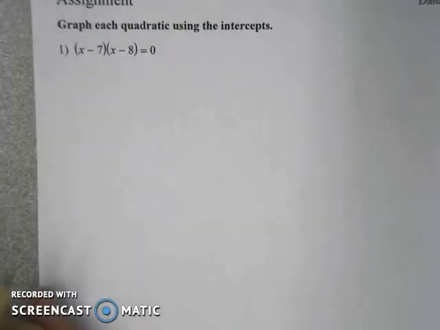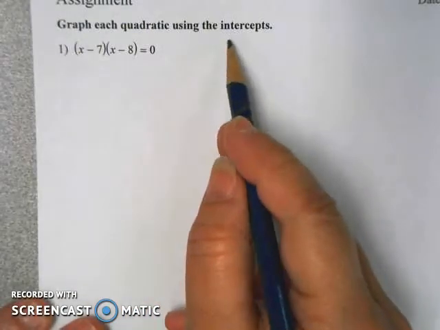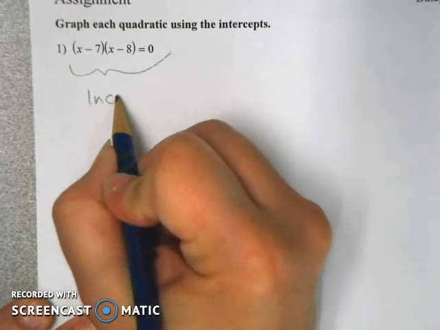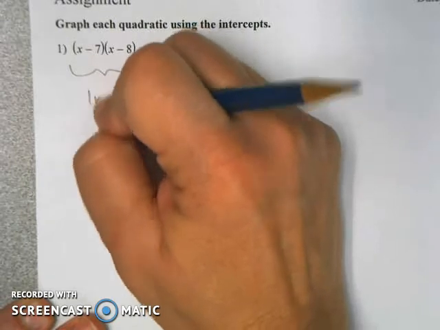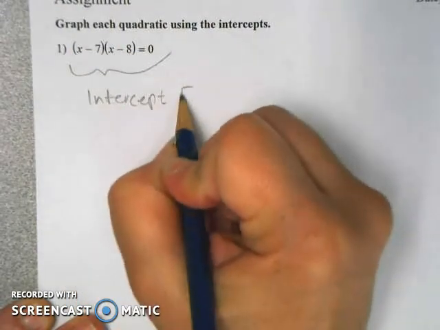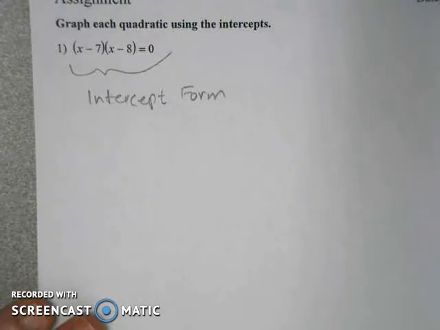Hi everybody, we're going to continue our work with graphing quadratics, and we're going to work with graphing the quadratic using the intercepts. This is called the intercept form of a quadratic. You'll notice that it looks like it's been factored. In fact, it is in factored form. That's what we call intercept form.